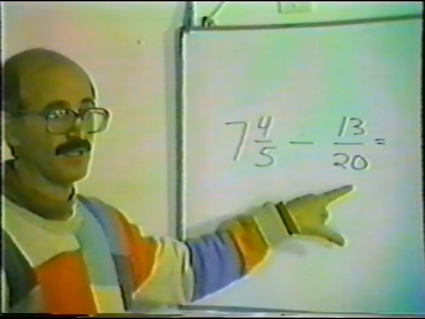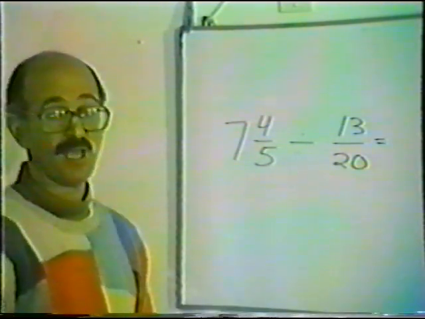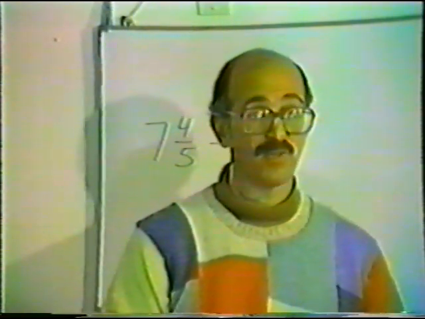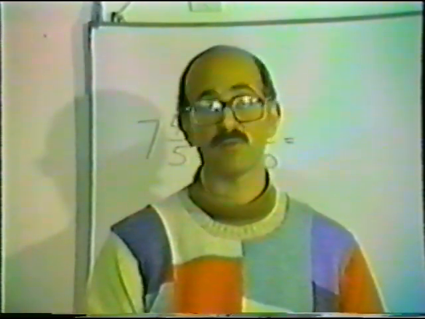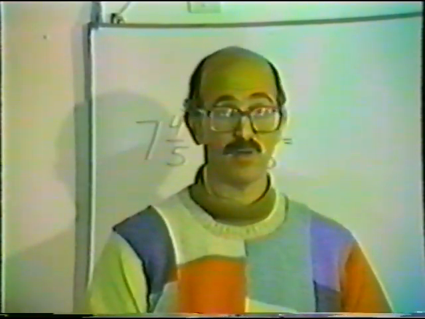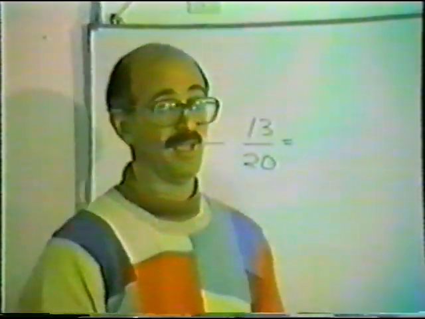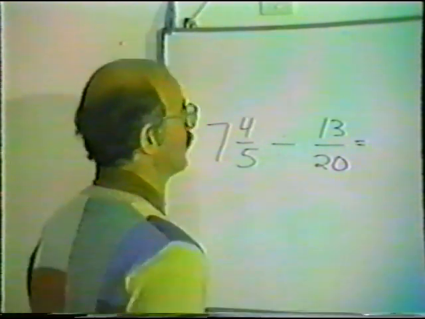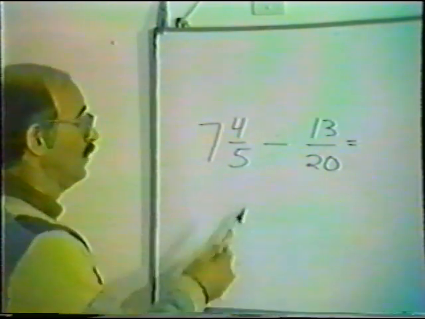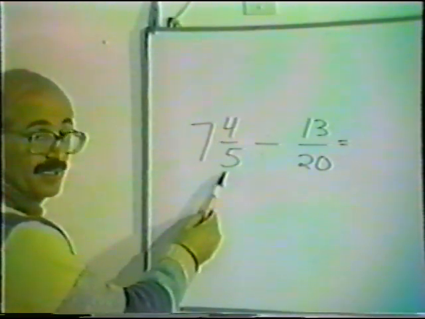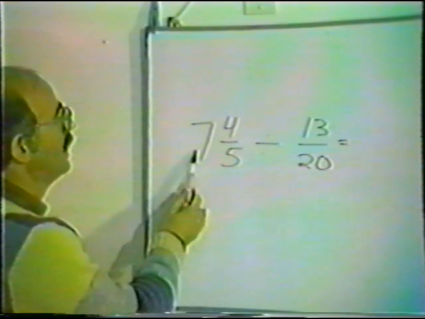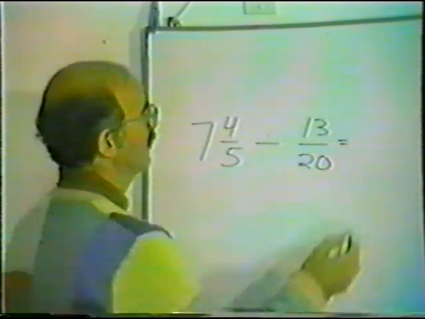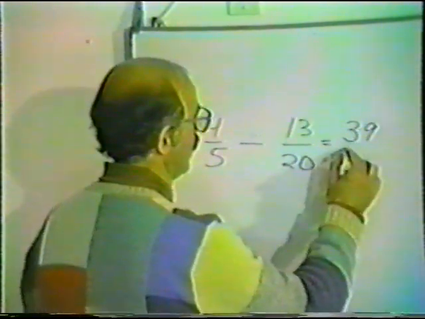The number that you take and flip upside down is the one that you are dividing by. And it's very important that you flip the right number. If you do the wrong number, you'll get the wrong answer. 7 and 4/5 divided by 13/20. Well, I have a mixed number. I have to make it an improper fraction. 5 times 7 is? 35. Plus 4? 39. 39/5.